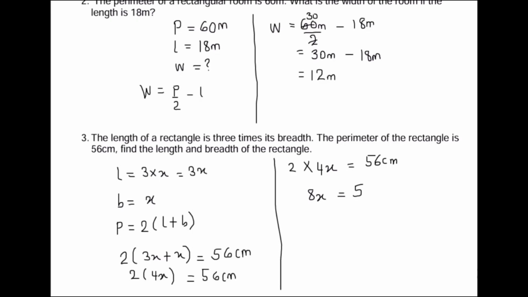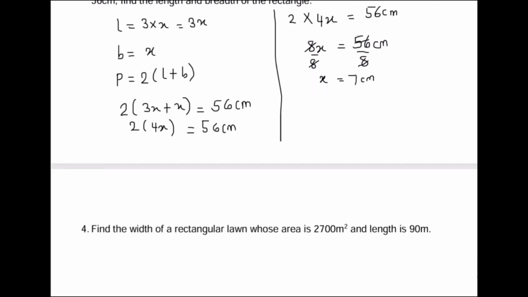equals 56 centimeters. So we're going to divide both sides by 8. 8 divided by 8, we have x left. So x equals 56 centimeters divided by 8. That will give 7 centimeters. So 8 here 1, 8 here 7.